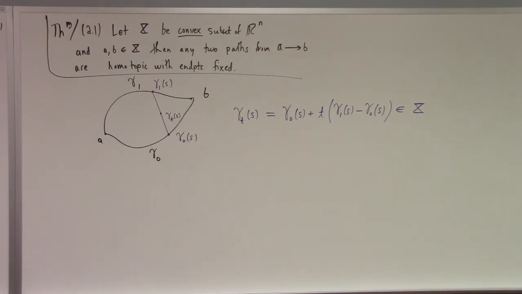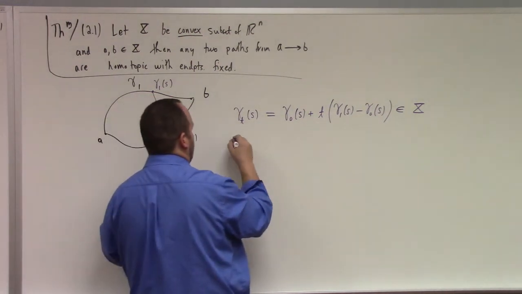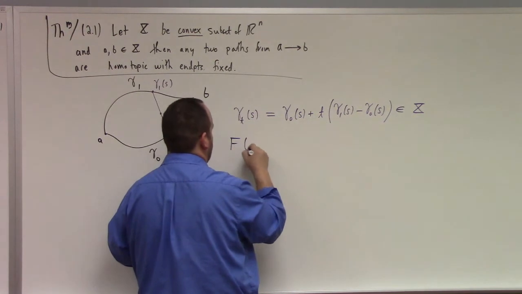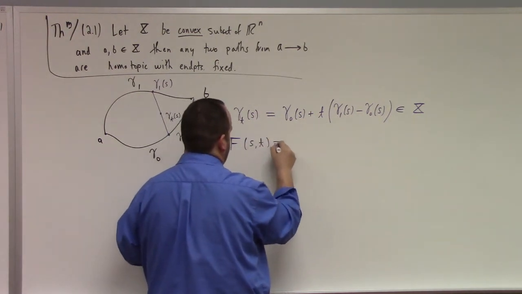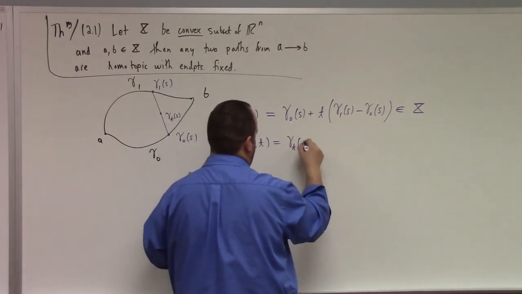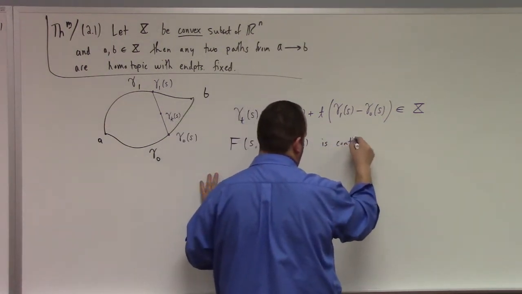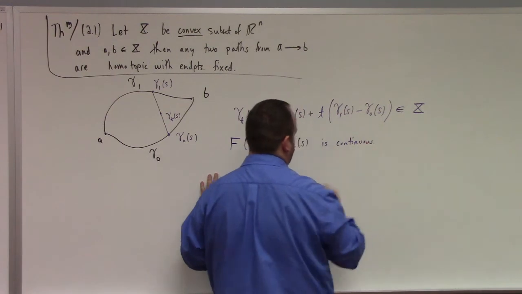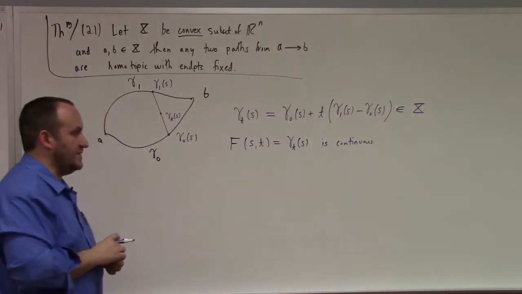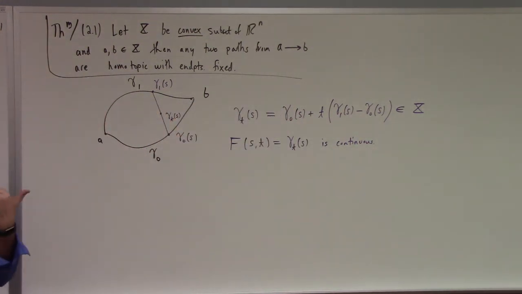And that actually defines the homotopy. So just let F of S, T equal gamma T of S as defined above. This is continuous, and it satisfies the 4 axioms that we need. If you run through it, F of S, 0 is gamma 0 of S, and F of S, 1 is gamma 1 of S.